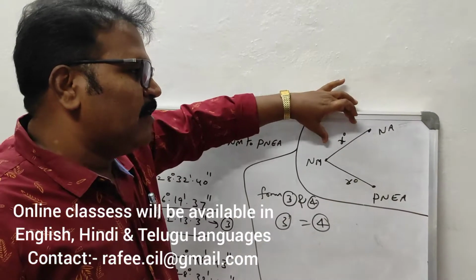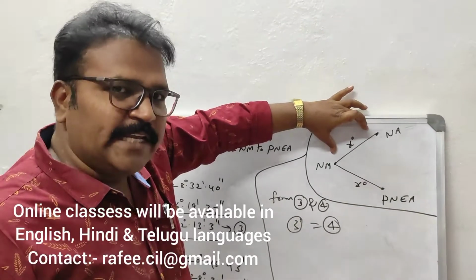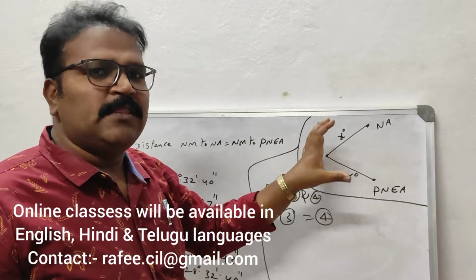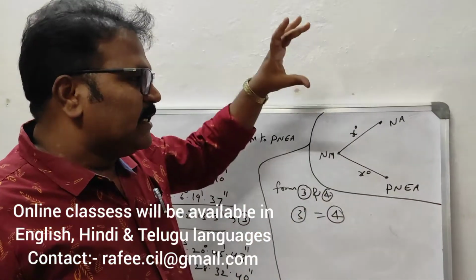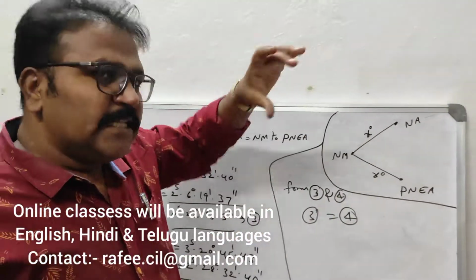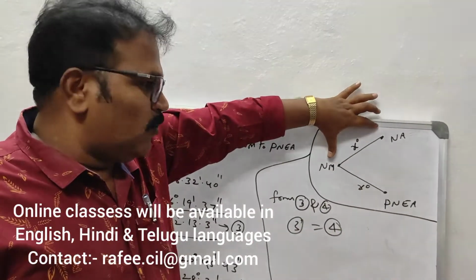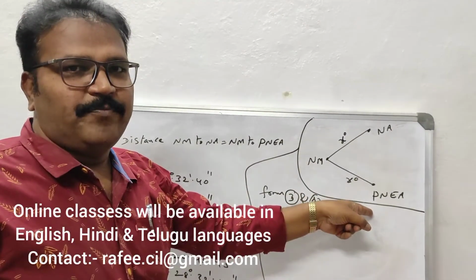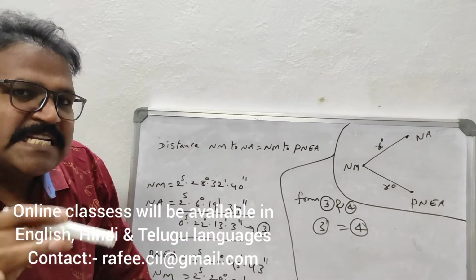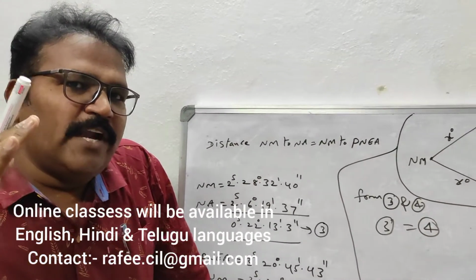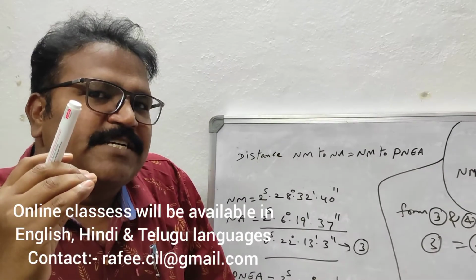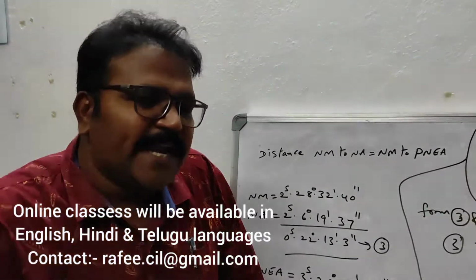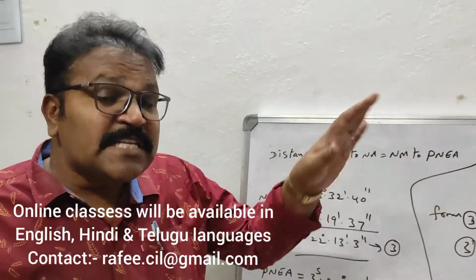That means if the distance between these two points is y degrees, then the distance from NM to PNEA is also y degrees, and both are equal. We can say once again that the distance from NA to NM is equal to the distance from natal moon to PNEA. When this formula is satisfied, we can say boldly that our prenatal epoch date and time is 100% correct.